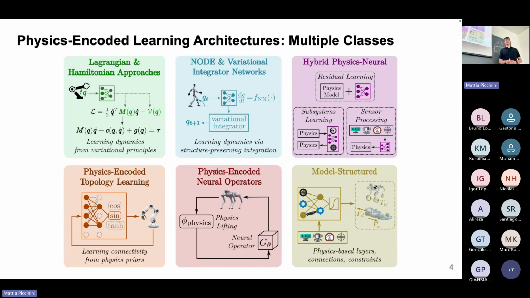And here we actually have different classes. This is something we classify in this way, but one can also find other classifications. We propose this one. So there are different ways to embed, to encode physics into the core architecture of machine learning models. And we're going to see briefly each of them.